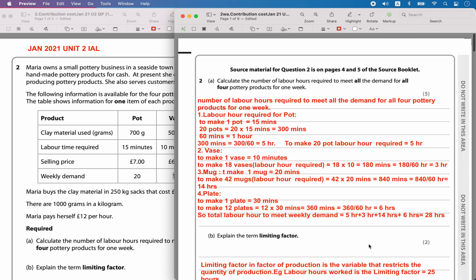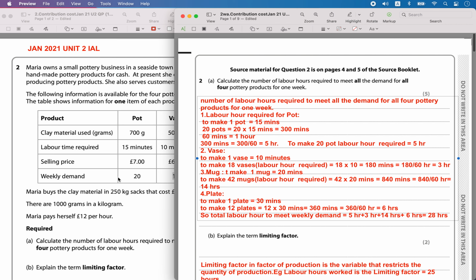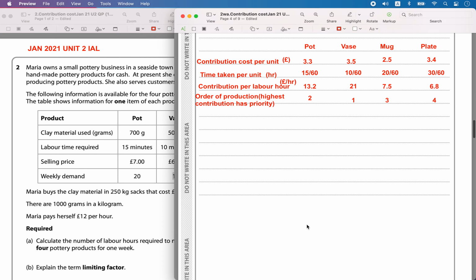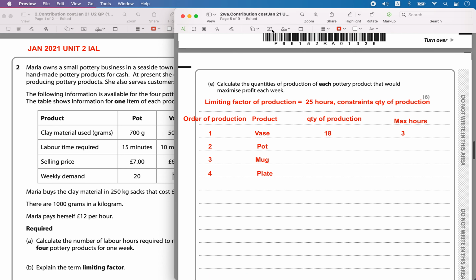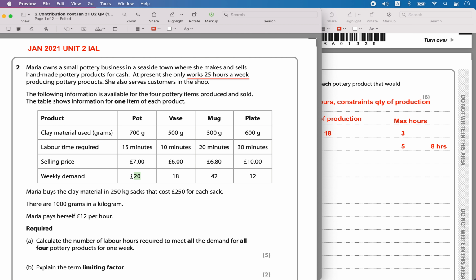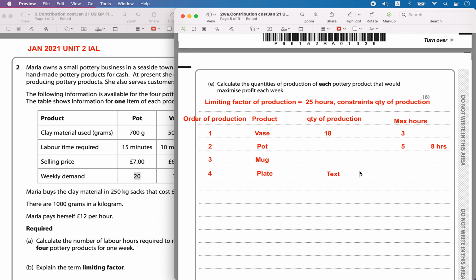Next, the labor hours consumed is 5 hours for the pot. So it takes 5 hours for the pot, and the total labor hours she has consumed at this point is 8 hours, and she is able to make 20 pots.